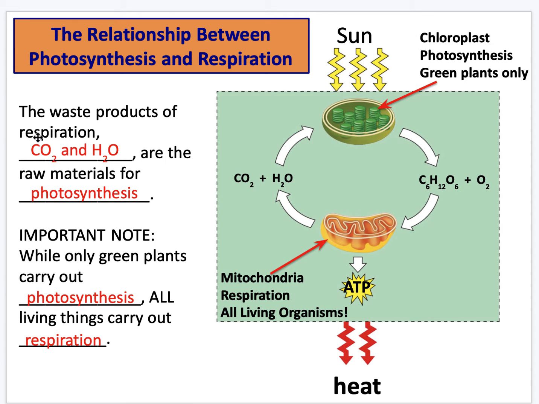The waste products of respiration are carbon dioxide and water. They are then the raw materials for photosynthesis. So you've got carbon dioxide and water, and then the sunlight. Those three components are needed for photosynthesis to occur. Photosynthesis then makes glucose and oxygen, which we consider a waste product, but in reality, these two are reactants for the mitochondria to be able to produce ATP.